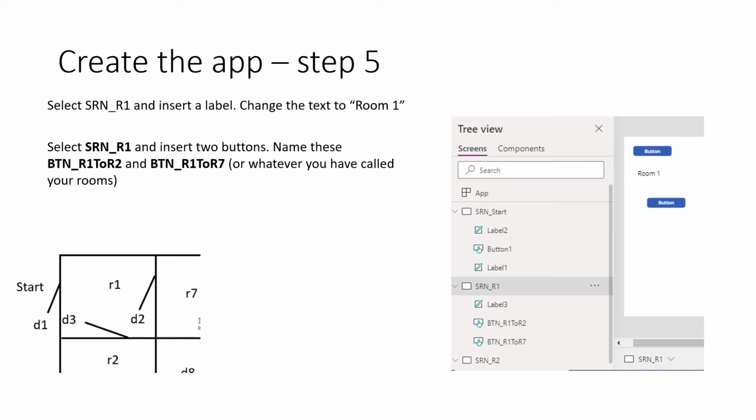And the other button is going to be BTN underscore R1 to R7. That's what I've called it. Again, you can put whatever room names you have called it there. I recommend you do, because then it becomes obvious what button is which. Otherwise it will become confusing if you leave it with the default names.